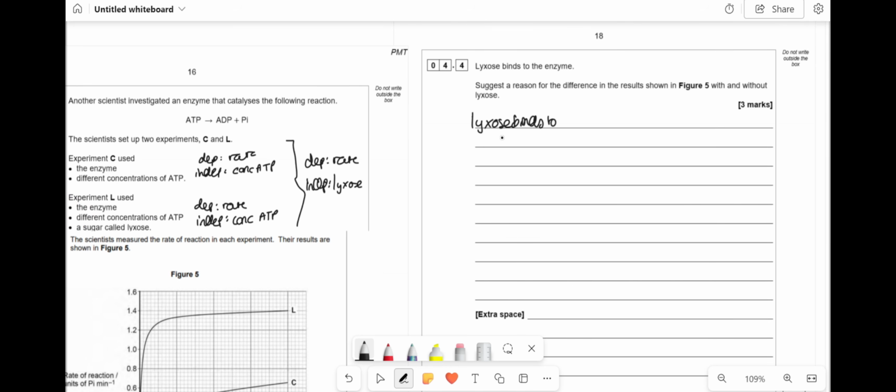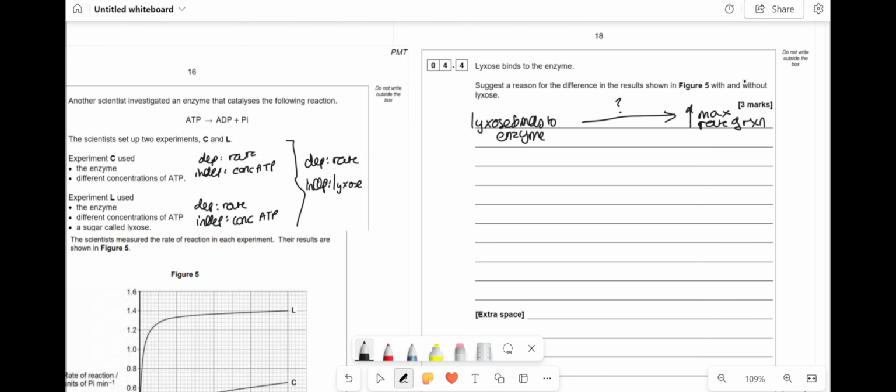So Lixose binds to enzyme, and this leads to what? So it says suggest a reason for the difference in the results. Well, it shows you that on these results, you have a higher maximum rate of reaction. They want you to explain why Lixose binding to an enzyme increases the rate of the reaction. Okay? That's what the question's asking. That's how you figure it out. It's what the text of the question says. So you need to think in your head, what do I know about this? So obviously loads of people like to be like, oh bro, clearly it must be an inhibitor.